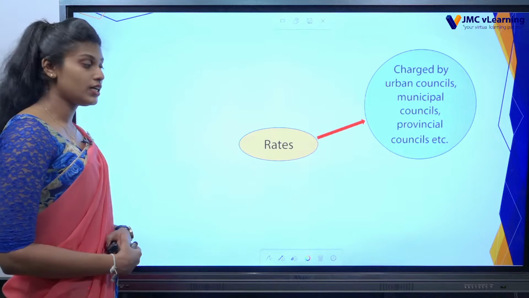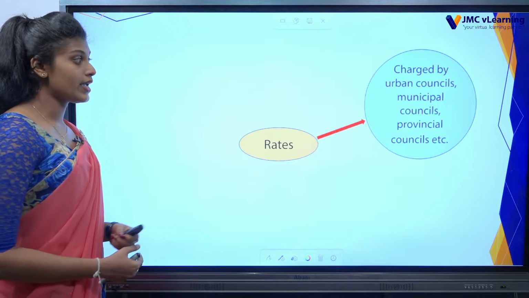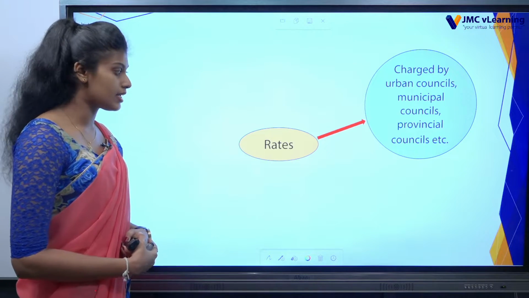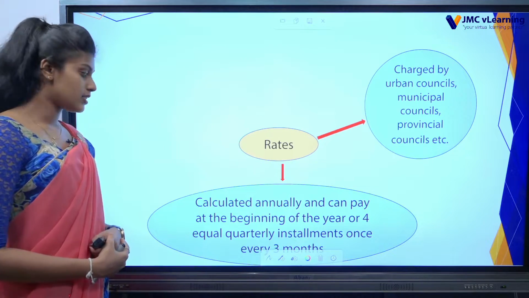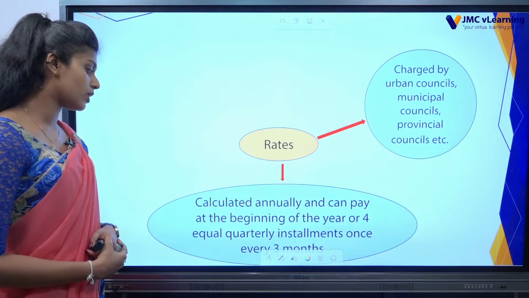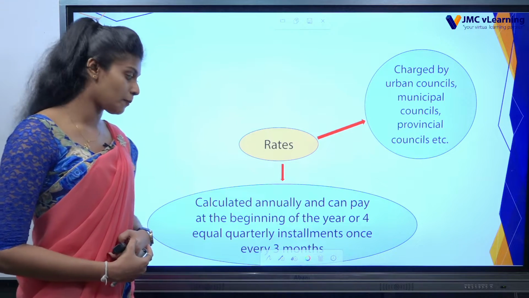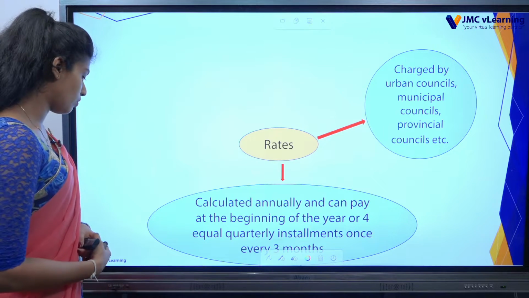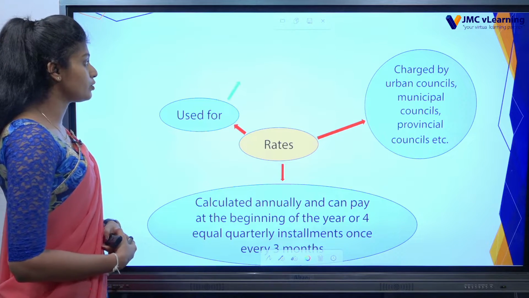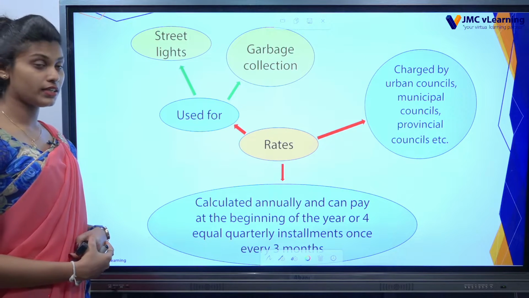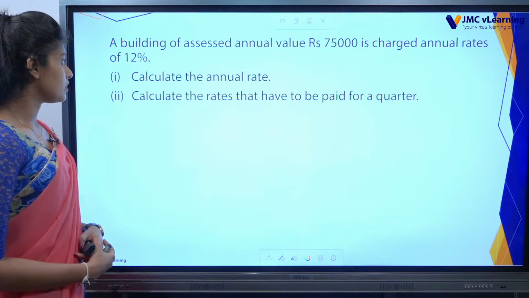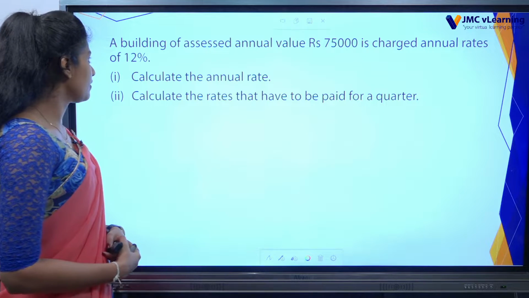First we will discuss the rates. These rates are charged by urban councils, municipal councils, provincial councils, etc. These rates are calculated annually and can be paid at the beginning of the year or in equal quarterly installments, once every 3 months. Here quarter of the year means 1/4 year, that means 3 months. These rates are used for garbage collection, street lights, disposal and the maintenance of roads.